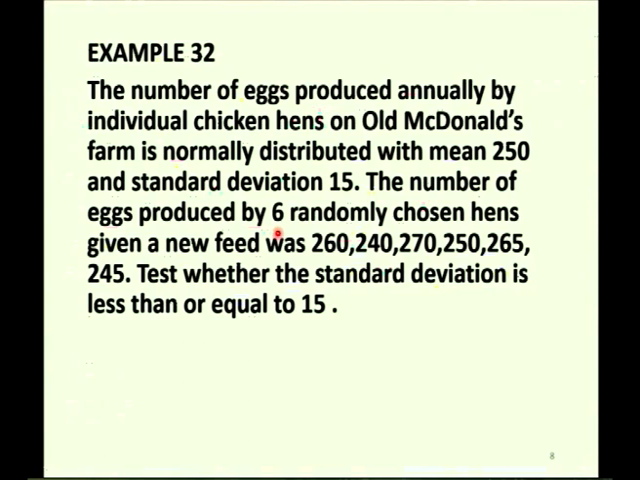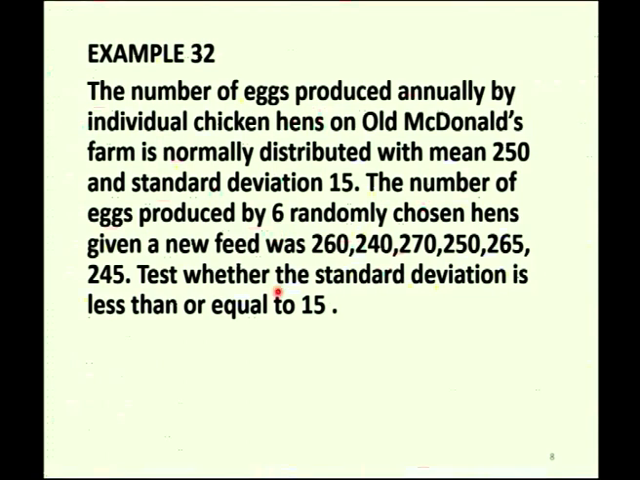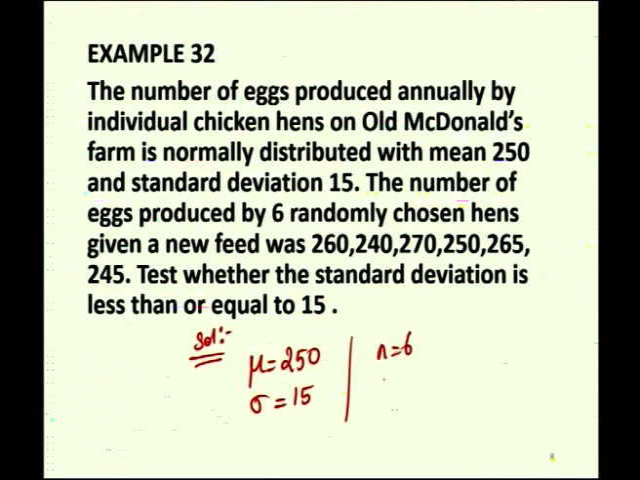Now, this is a small sample of 6 and you are asked to test whether the standard deviation is less than or equal to 15, again a one-tailed case. Therefore, we have to use a chi-square test for single variance. What are the values given in the question? Mu, the population mean, is equal to 250 and the population standard deviation is equal to 15, and sample values are given, n is equal to 6 and sample values are 260, 240 like that. We have to calculate x bar if you want, and then s square.